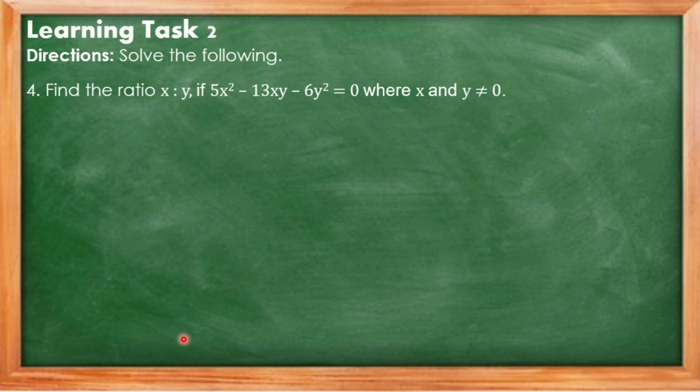Let's have number 4. Find the ratio of x is to y if 5x squared minus 13xy minus 6y squared is equals to 0, where x and y is not equal to 0. So, kung mapapansin nyo dito, ito ay quadratic equation. So, kasi ang highest degree of exponent niya ay 2. Yan. So, to solve the quadratic equation, kailangan muna natin kunin yung dalawang factor niya. So, meron mga iba't ibang technique para gawin ito. So, kung gusto niyo malaman, ilalagay ko ang link sa description box.